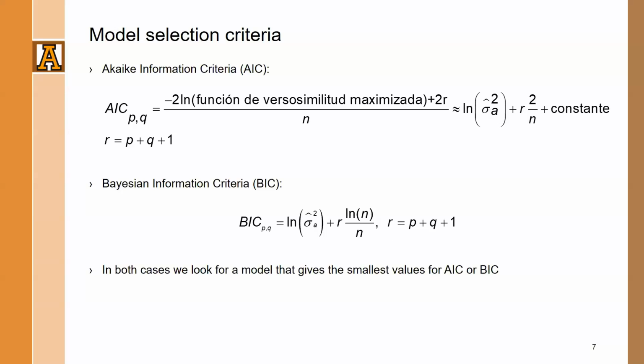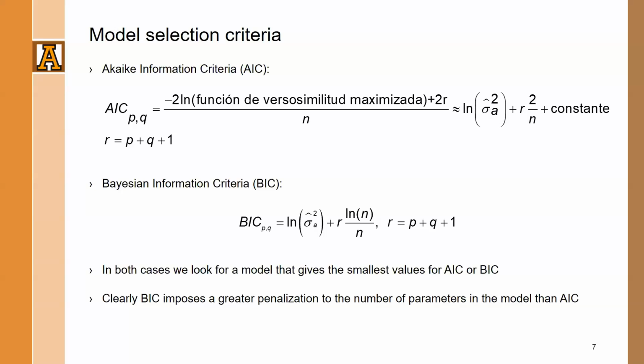So in both cases, whether the function uses the Akaike information criteria or the Bayes information criteria to select the model, we look for numbers that are small. Okay, that's what we're looking for, numbers that are small. Now, Bayes information criteria imposes a greater penalization on the number of parameters in the model than Akaike information criteria.